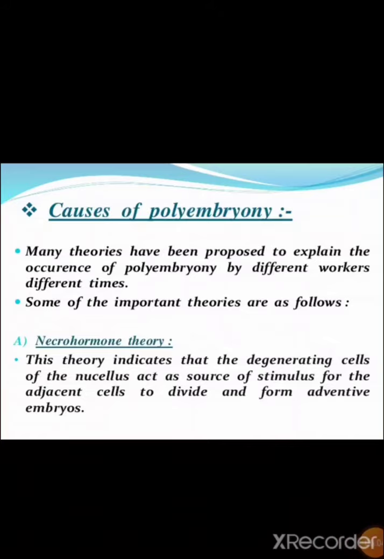Cause of polyembryony: what is the reason behind it, and what factors originate polyembryony? Many theories have been proposed to explain the occurrence of polyembryony by different workers at different times. Some of the important concepts and theories are as follows. The first one is the necrohormone theory. This theory indicates that the degenerating cells of the nucellus act as a source of stimulus for the adjacent cells to divide and form adventive embryos.